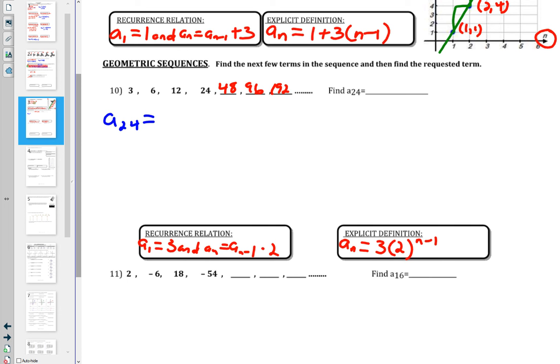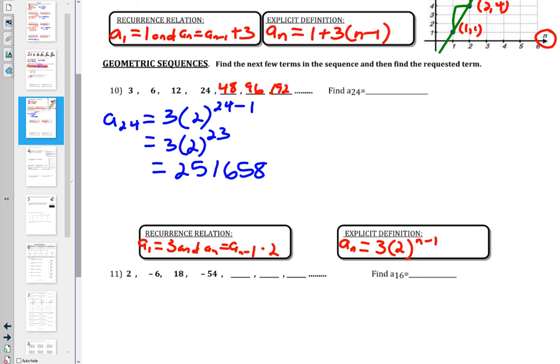A sub 24 is equal to 3 times 2 to the 24 minus 1, which is equal to 3 times 2 to the 23rd power. And I don't know, hopefully it fits in the calculator. 3 times 2 to the power 23. Yeah, it does. I'm getting 251,658... Fax machine.